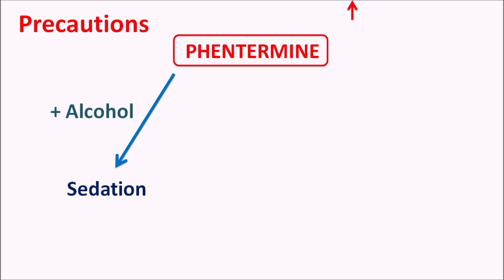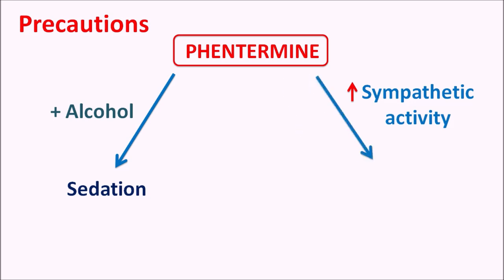Similarly, phentermine being a sympathomimetic, it can increase the sympathetic activity, so it can increase the blood pressure resulting in the hypertension in the patients.